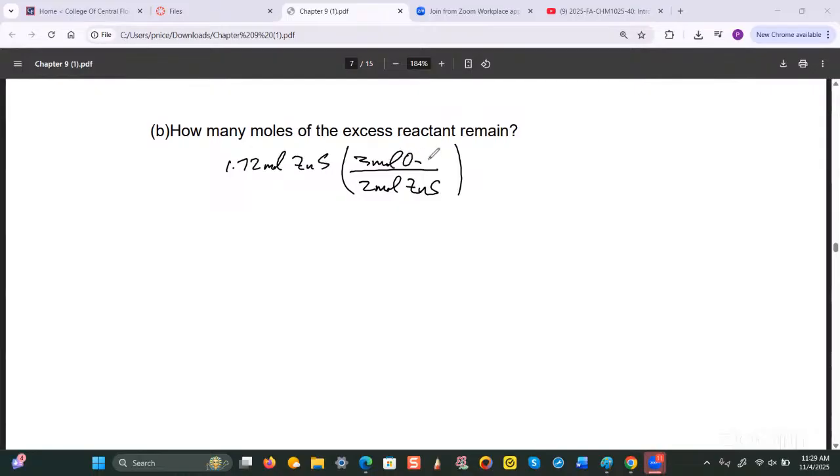So let's do that calculation. 1.72 times 3 divided by 2. So the result I got is 2.58 moles. Okay. So what do we do with that number? This will be the moles of oxygen, by the way. Okay, so what do we do with that?